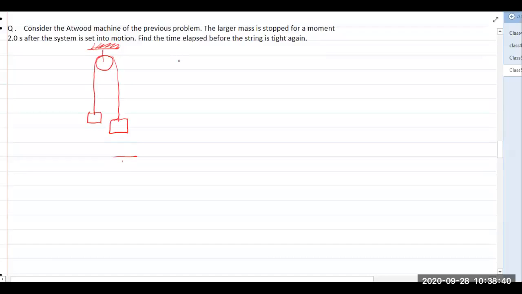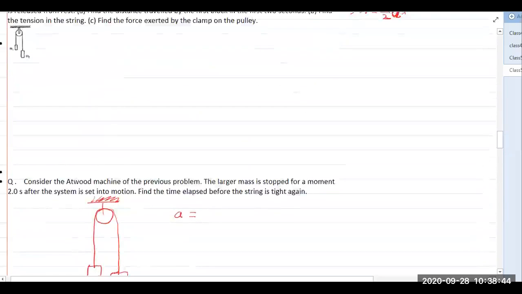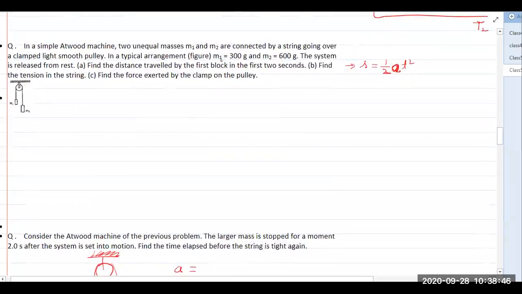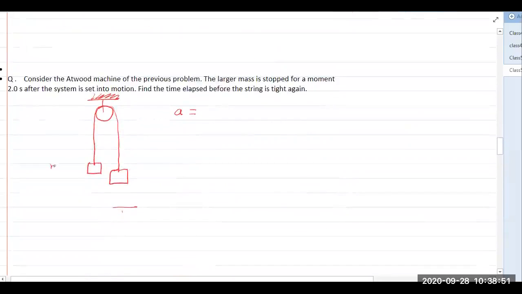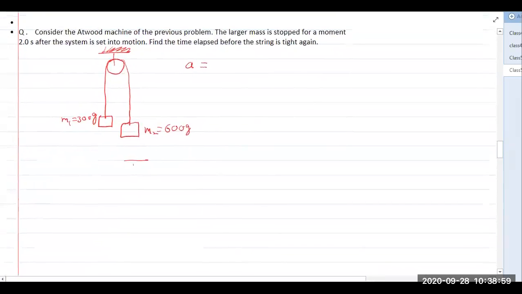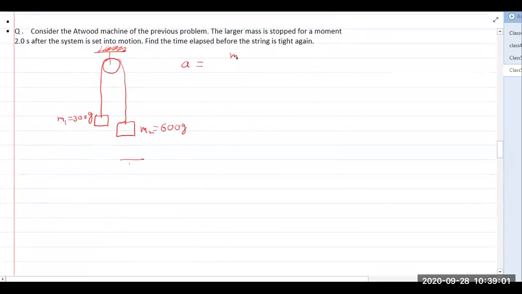So first we will see how much acceleration will be there. We can take data from the last question. The data was M1 is 300 and M2 is 600 grams. So this is 300 gram and this is 600 gram. What will be the acceleration? First task is to find acceleration. So acceleration will be (M2 minus M1) into g divided by (M1 plus M2).